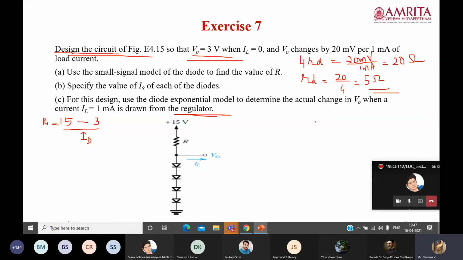Now we will find out the ID value. By using the equation RD is equal to NVT by ID. N is not given, you can take it as 1. VT is 25 millivolts. RD for each diode you know is 5 ohms. So tell me what is ID? 5 milliamperes. So now you can use this ID as equal to 5 milliamperes. So calculate the R value.